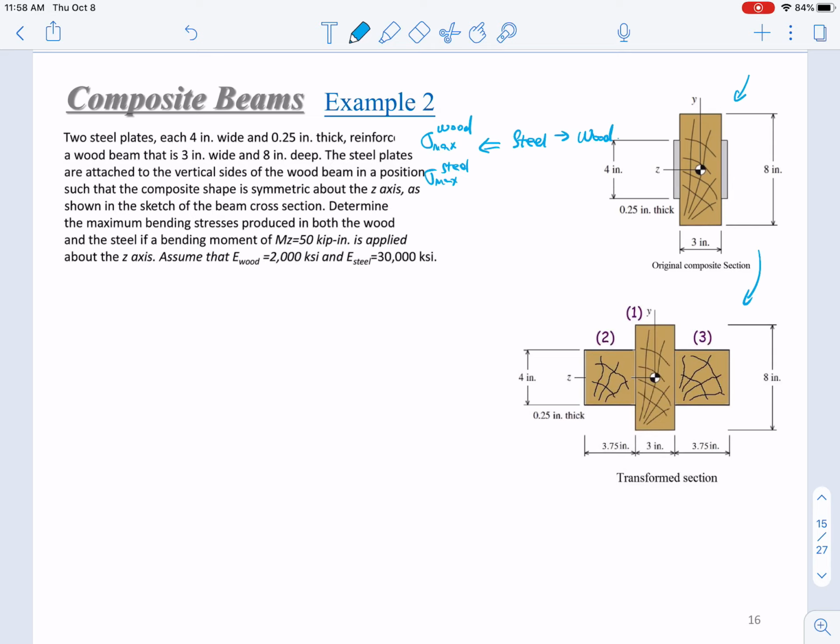What does this mean? It means that we're using an n value, and as we have selected wood as the base material, it's E wood over E steel, or rather E steel over E wood. Here you get 30,000 over 2,000. This is 15. The n value is 15 to convert steel into wood.